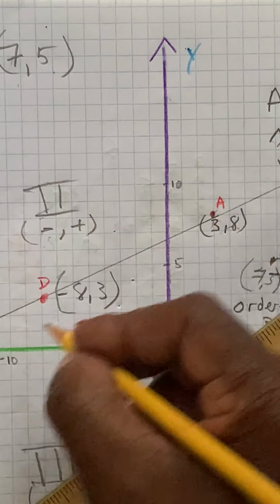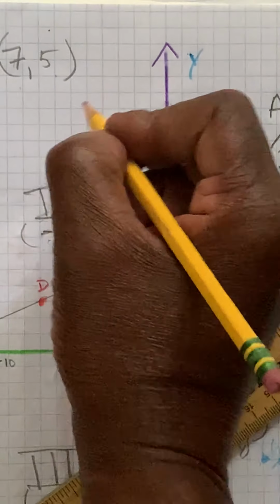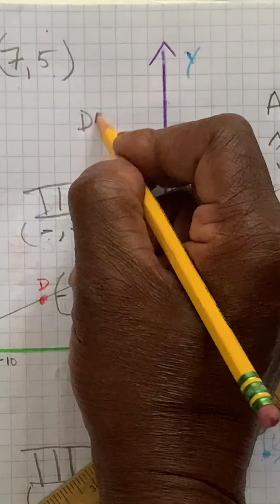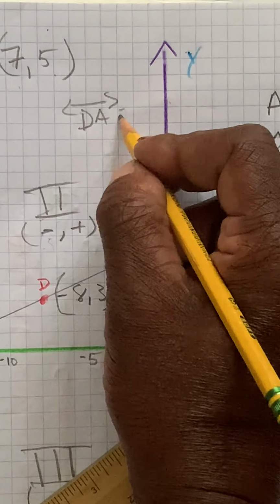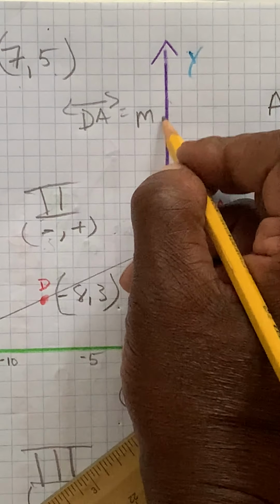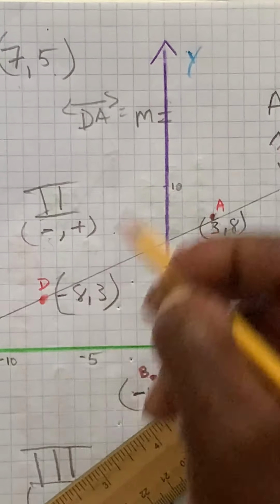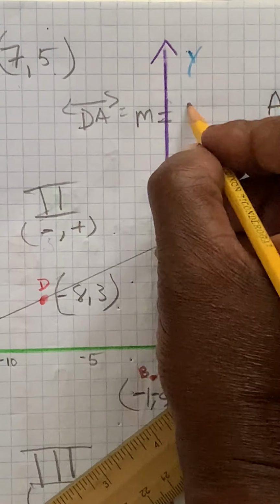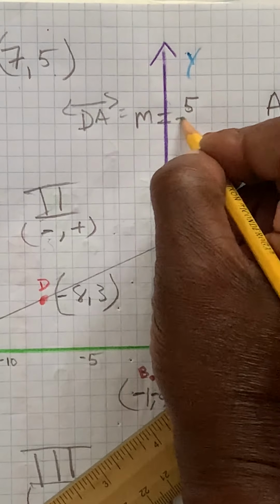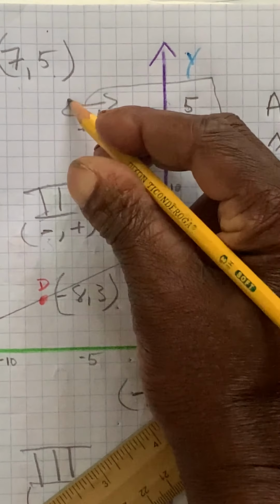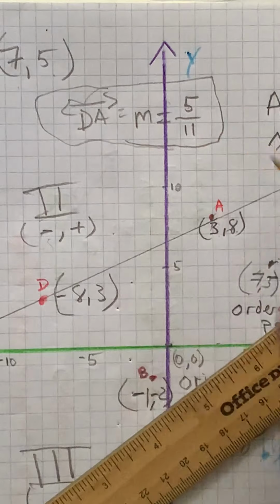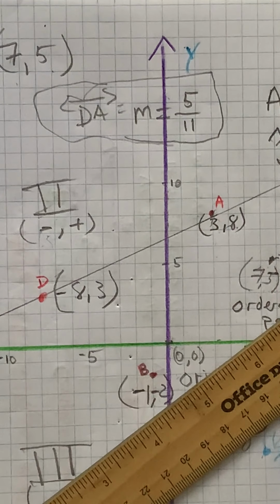So this line DA has a slope, we call slope m, equal to up 5 over 11. Up 5 over 11. That's beyond the necessities of this assignment, but that's what you need to remember as you deal with the coordinate plane.